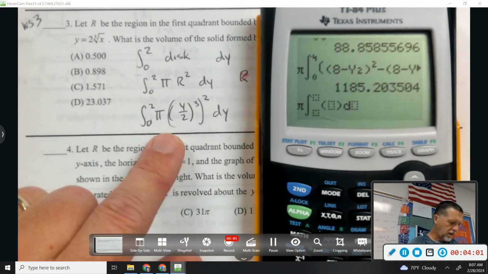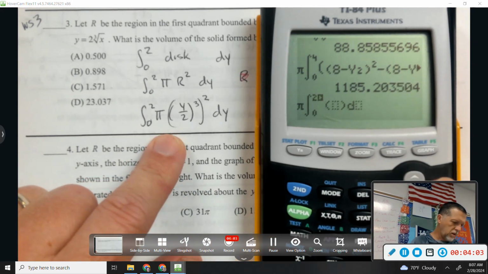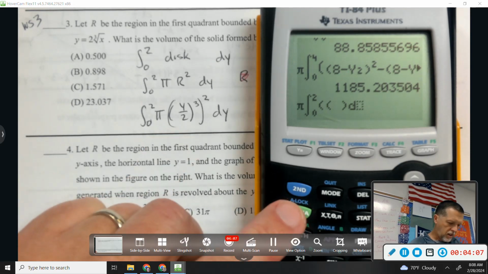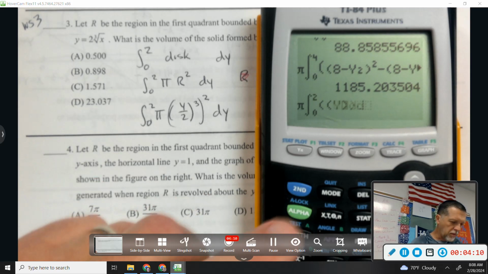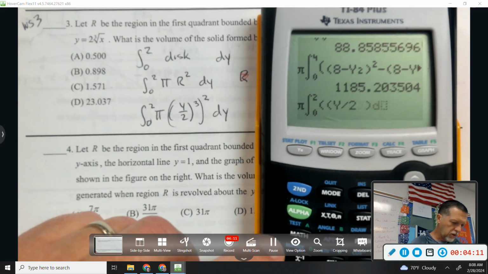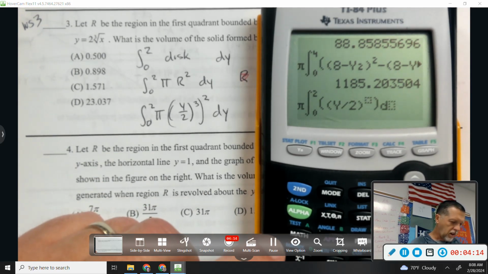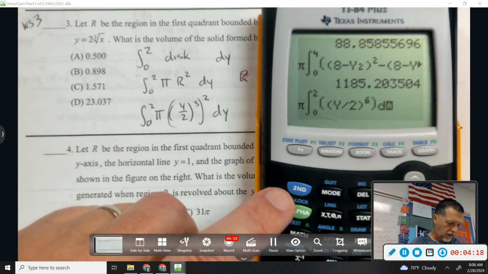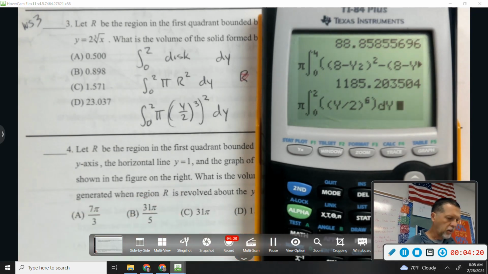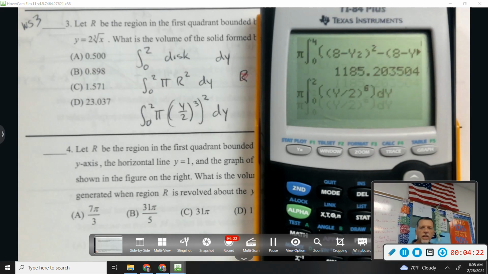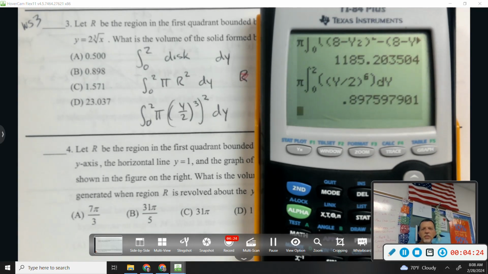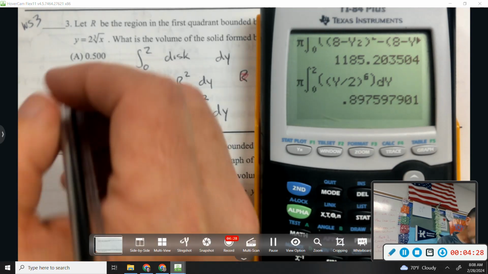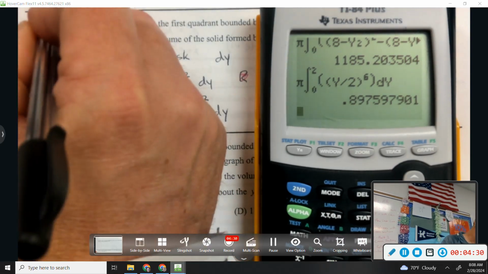Math 9, 0 to 2, parentheses. I'm sticking with y's for those that like that. Y over 2 to the, I'm just going to do to the 6th. I'm going to do the math on my own here. It's multiple choice, so if I don't get it right, I can go back and figure out what went wrong. 0.898. Answer choice B.